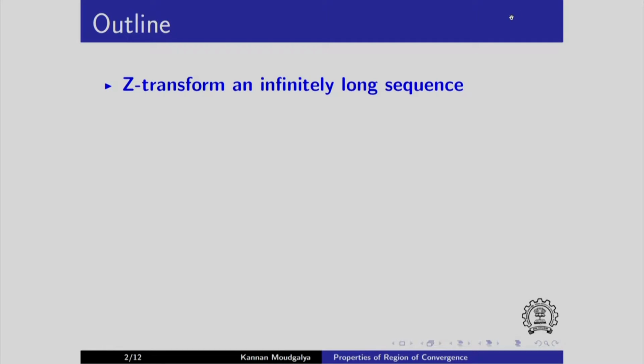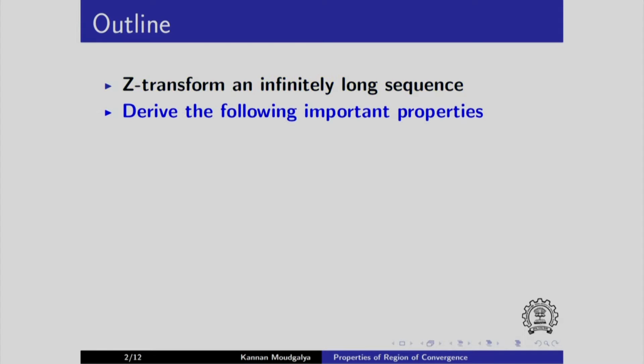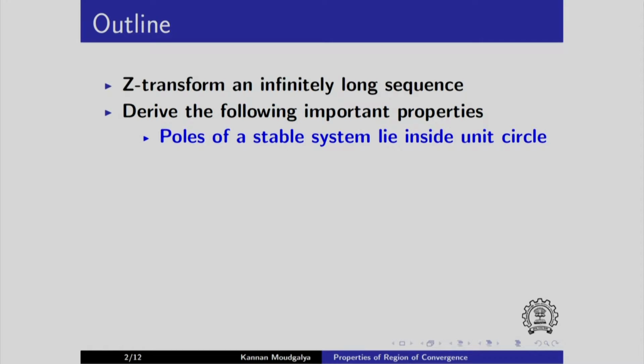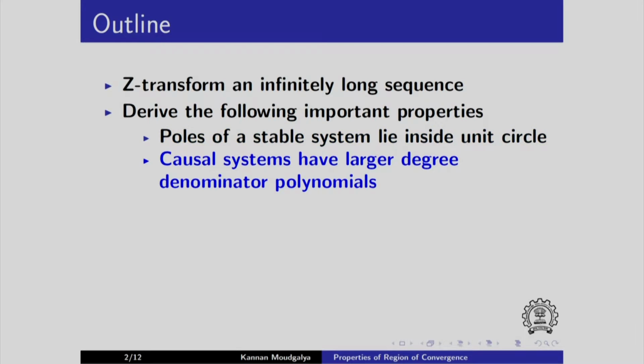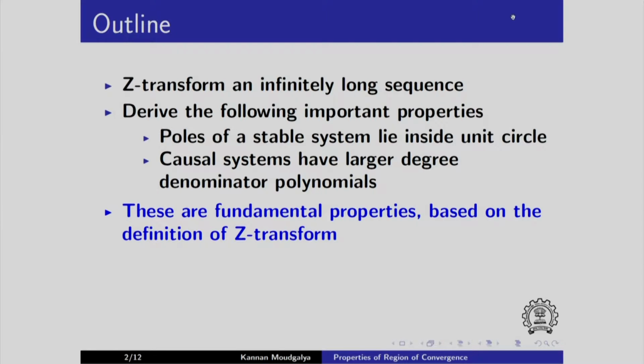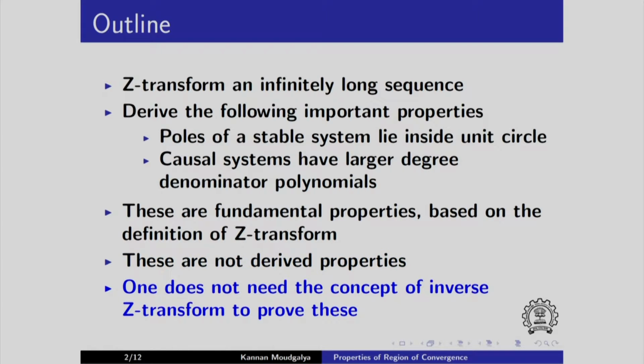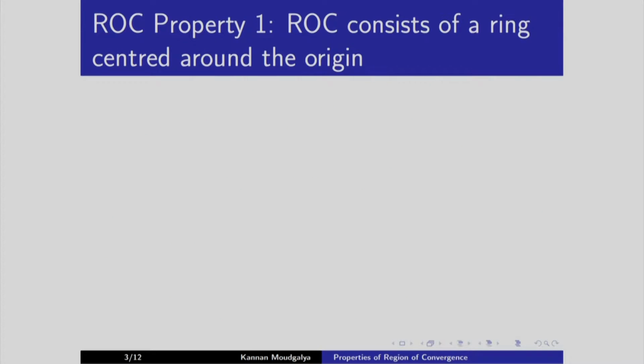Because Z transform is an infinitely long sequence, we need to derive the following important properties. Poles of a stable system lie inside unit circle. Causal systems have larger degree denominator polynomials. These are fundamental properties based on the definition of Z transform. These are not derived properties. One does not need the concept of inverse Z transform to prove these properties.